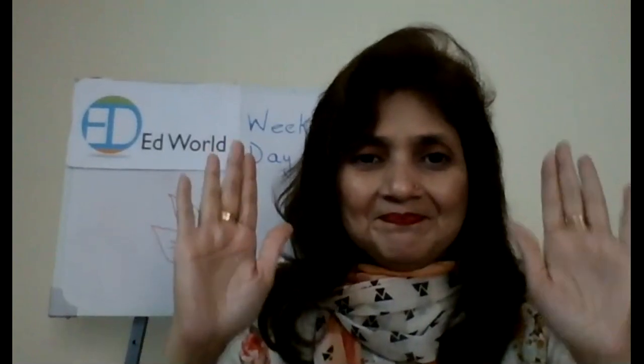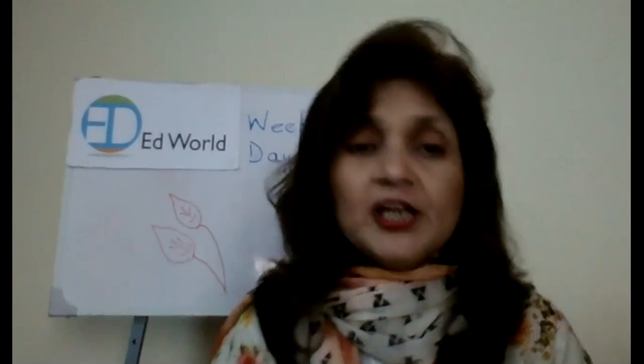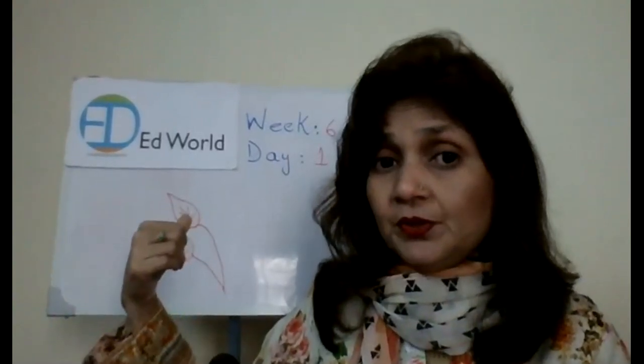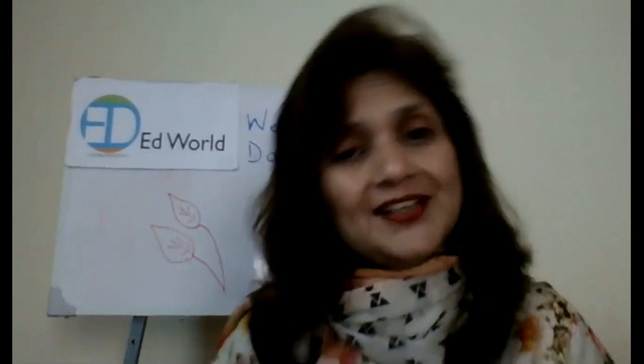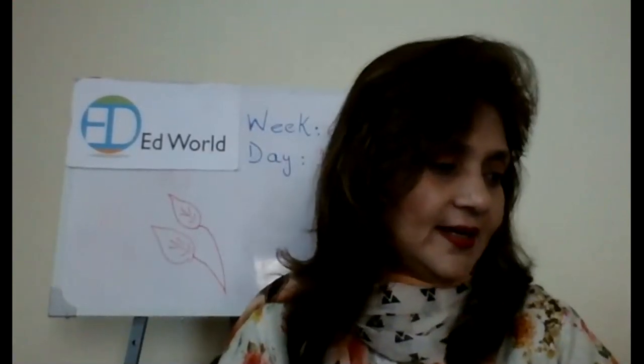Time is up. Okay, now let's discuss what you have written. The first question: where do leaves grow? Remember, I showed you the picture and discussed it with you. Where does a leaf grow? It grows on the stem. Very good, Saad. Good job. I am so happy for you.